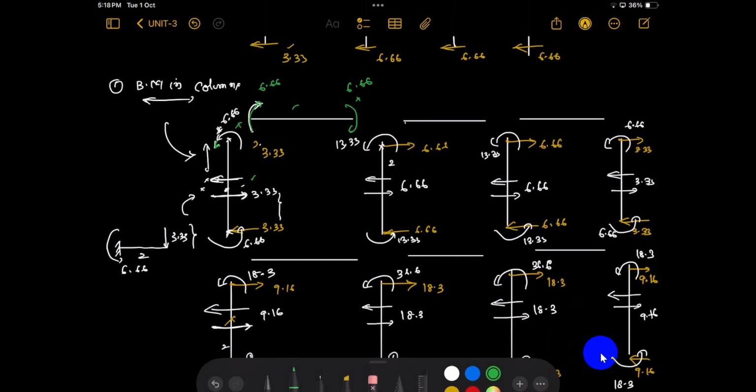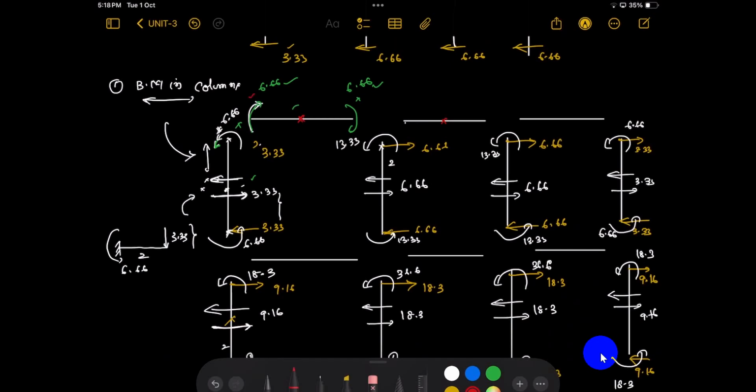Why is it the same value and same direction, clockwise, here and here? Because previously we assumed a point of contraflexure at the center of the column also. We explained this in the previous class. If the point of contraflexure is at the center, both sides have the same moment, and only then does the center have a point of contraflexure.